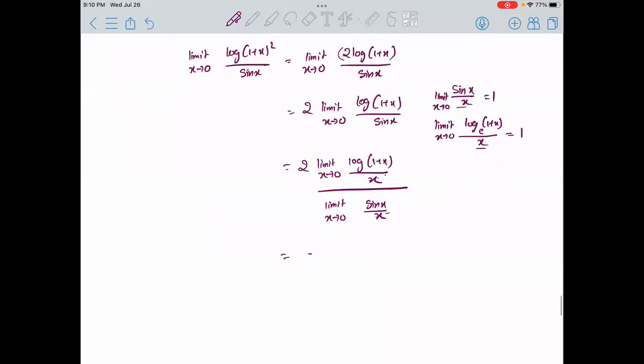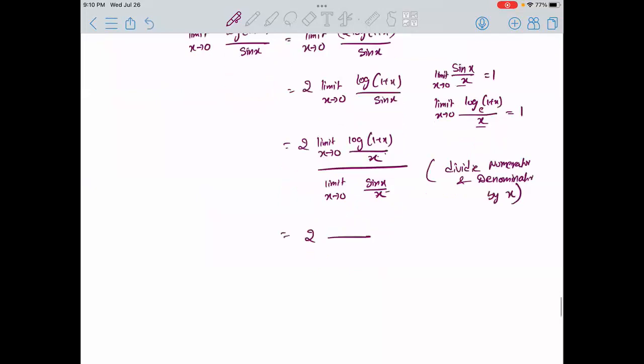So what happens? You can do it like this: divide the numerator and denominator by x. And then we know limit x tends to 0 of log(1 plus x) divided by x equals 1, and sin x by x equals 1. So 2 is the answer. Clear, everyone? Yes, sir, clear.